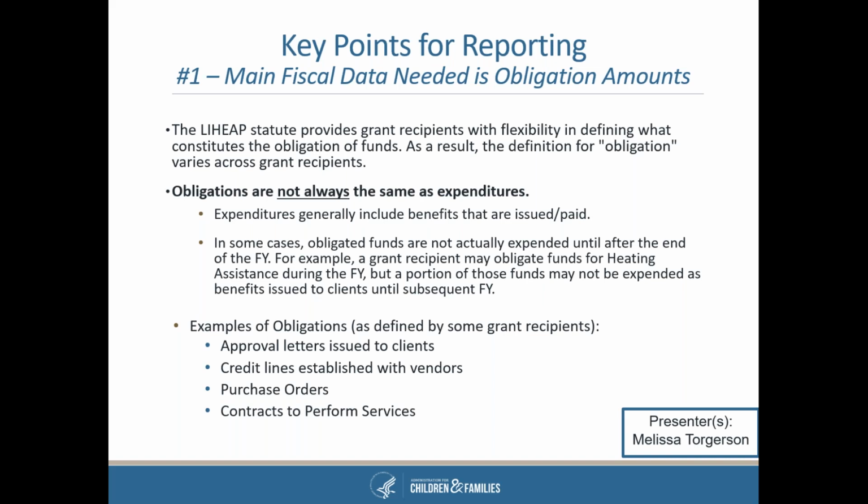Expenditures generally include benefits that are issued or paid, but in some cases, obligated funds are not actually expended until after the year. So for example, you may provide contracts to subgrantees, obligating funds to them, but they may not spend them until later years. And so it's important that you're looking at that obligated amount. What is the amount that you've defined as obligated, whether they've spent them or not? Some examples that have been provided by some grant recipients are approval letters issued to clients, credit lines established with vendors, purchase orders, contracts to perform services, and this could include subgrantee agreements.